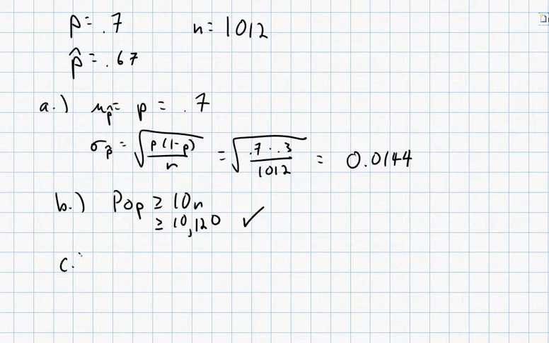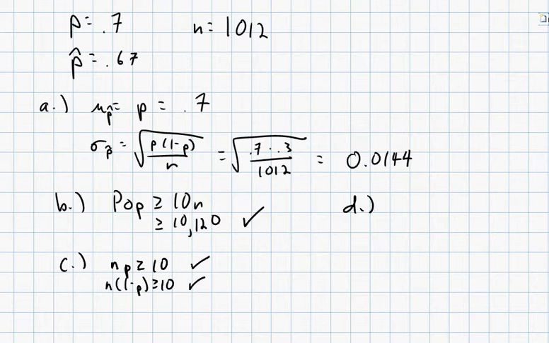Part C says to see if we can use the normal approximation. Remember, the reason we can use the normal approximation is n times p would have to be bigger than 10, and n times 1 minus p would have to be bigger than 10. Well, 0.7 times 1,012 definitely works in this one, and even 30% of 1,012 works as well. So it does work in this case.